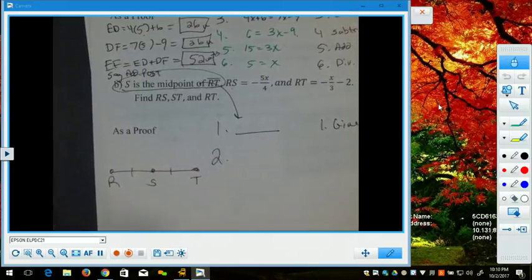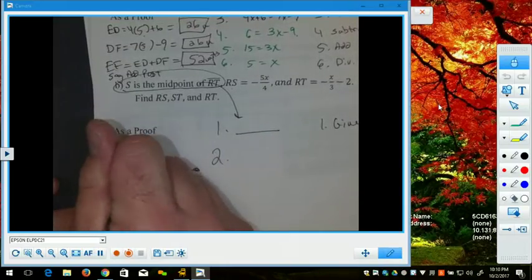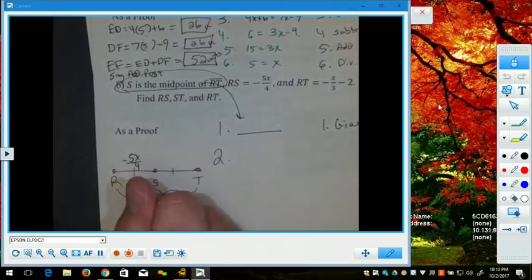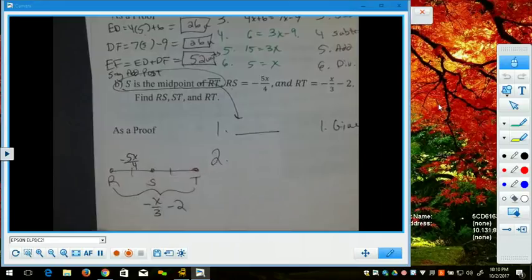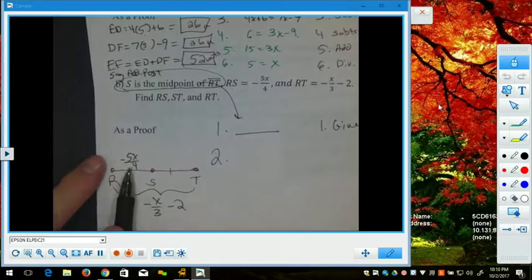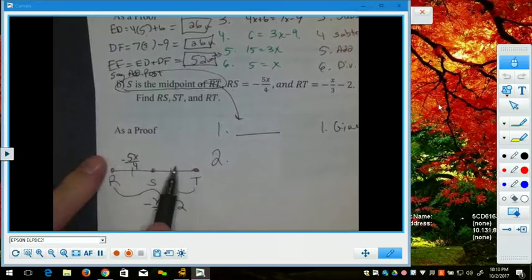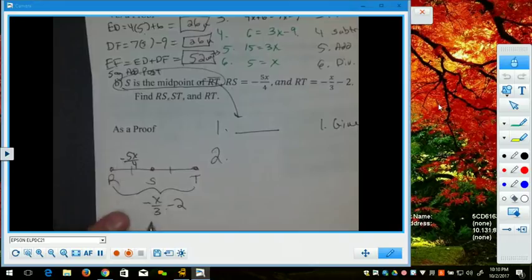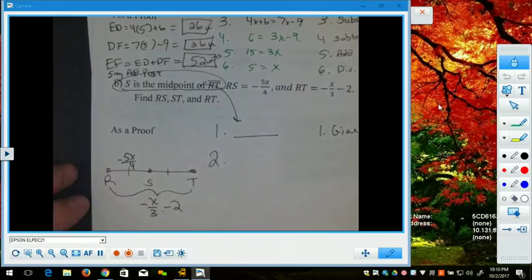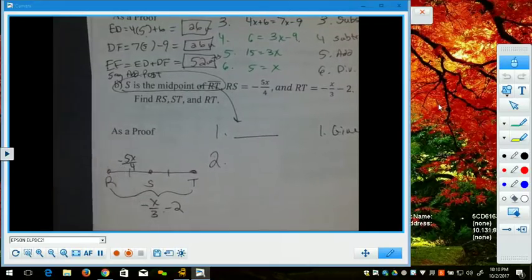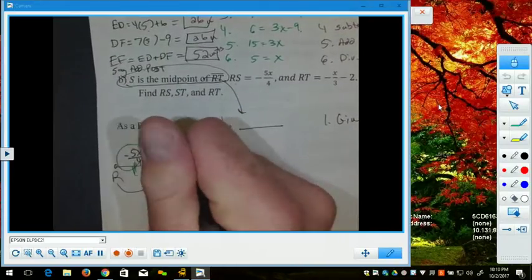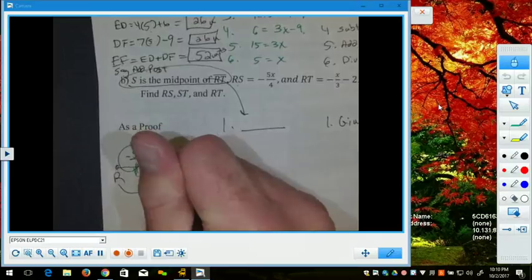They give me an expression for RS as negative 5x over 4, and an expression for RT of negative x over 3 minus 2. There's actually a couple ways I could set this up. I could say 2 times this, since those are congruent, equals this. I could say this is equal to half of this whole expression. Or I could rewrite this. Since these are congruent, this also has to be negative 5x over 4.